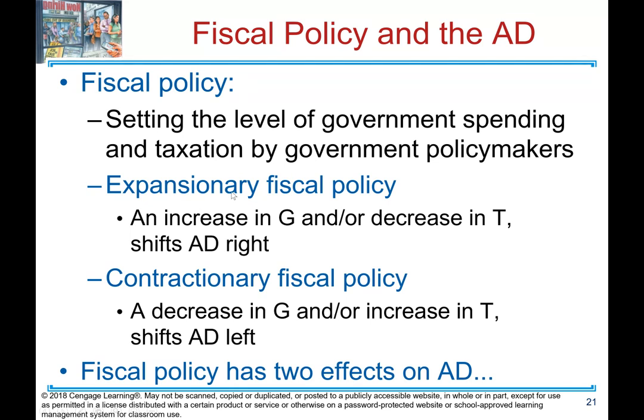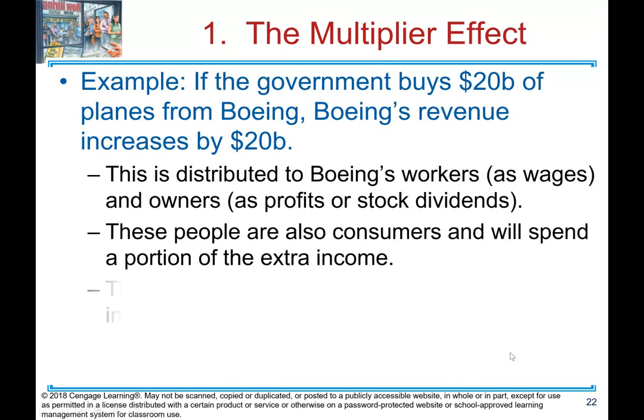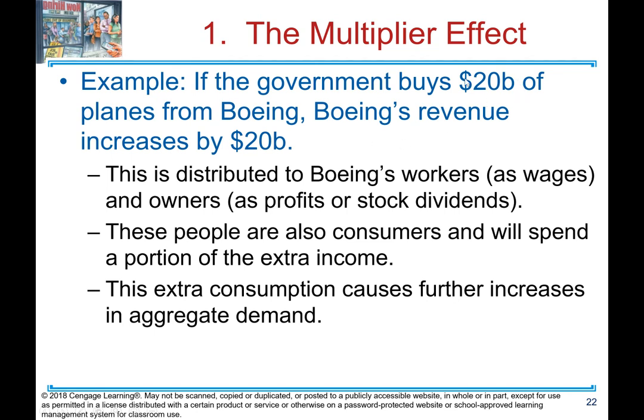Contractionary fiscal policy would be a decrease in government spending and or increase in taxes and would shift aggregate demand to the left. That would be appropriate policy when the economy is above its natural output or is inflationary. Fiscal policy has two effects on aggregate demand. The multiplier effect.